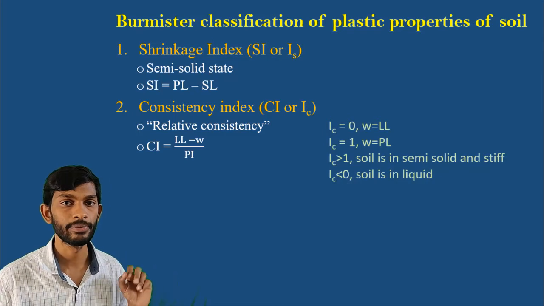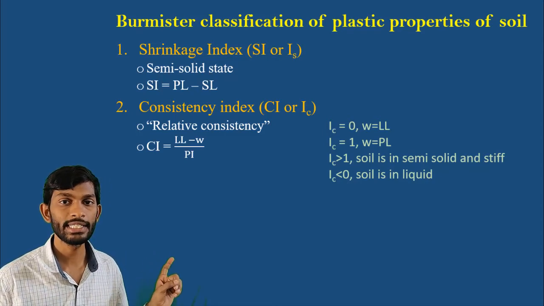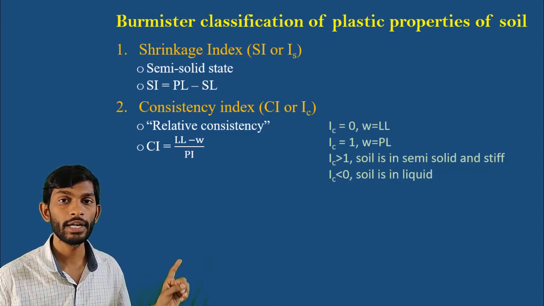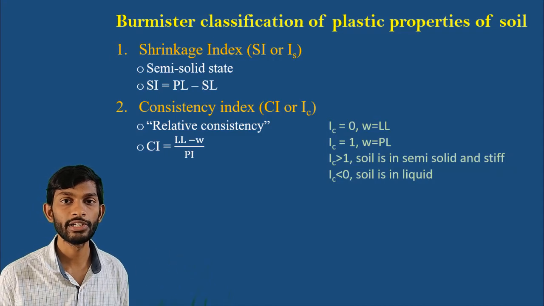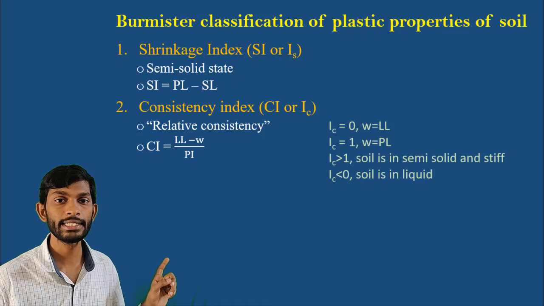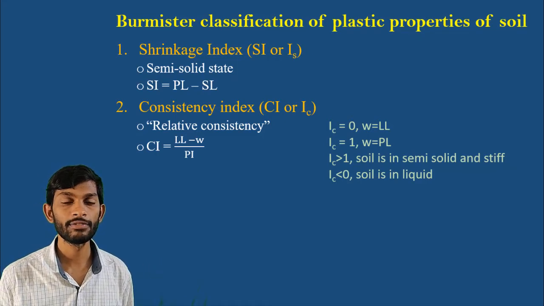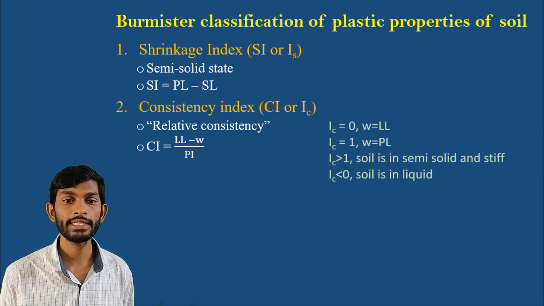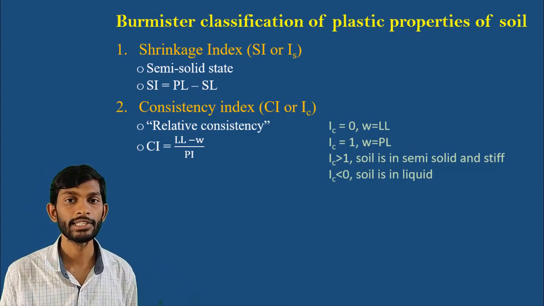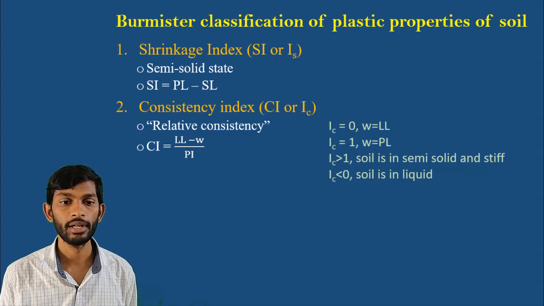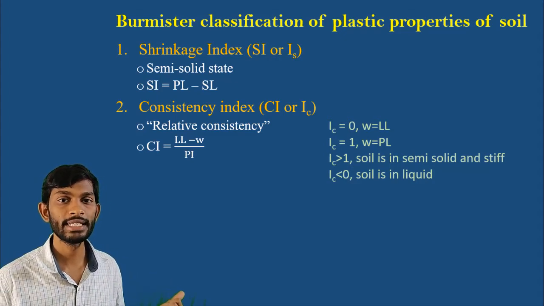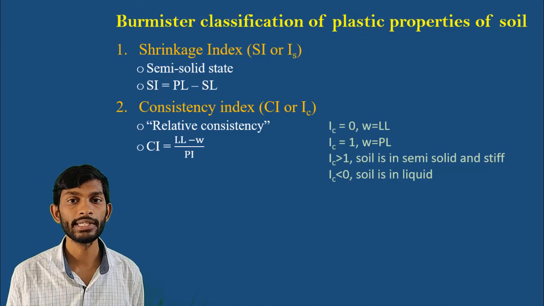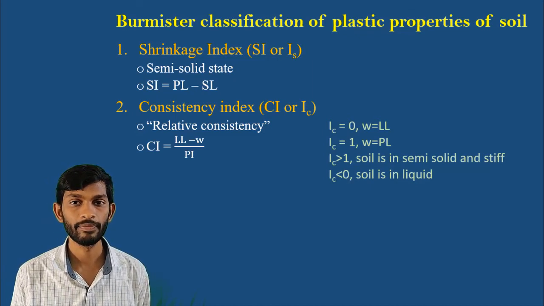We have different ranges to identify the consistency index of a soil. Those are these. When IC, the consistency index, is 0, the water content of such soil is said to be at the liquid limit. When the consistency index is 1, the water content of such soil is at the plastic limit. Whereas when IC is greater than 1, the soil is in semi-solid state and behaves like a stiff material. When the IC value is less than 0, the soil is said to be in liquid state. Okay?